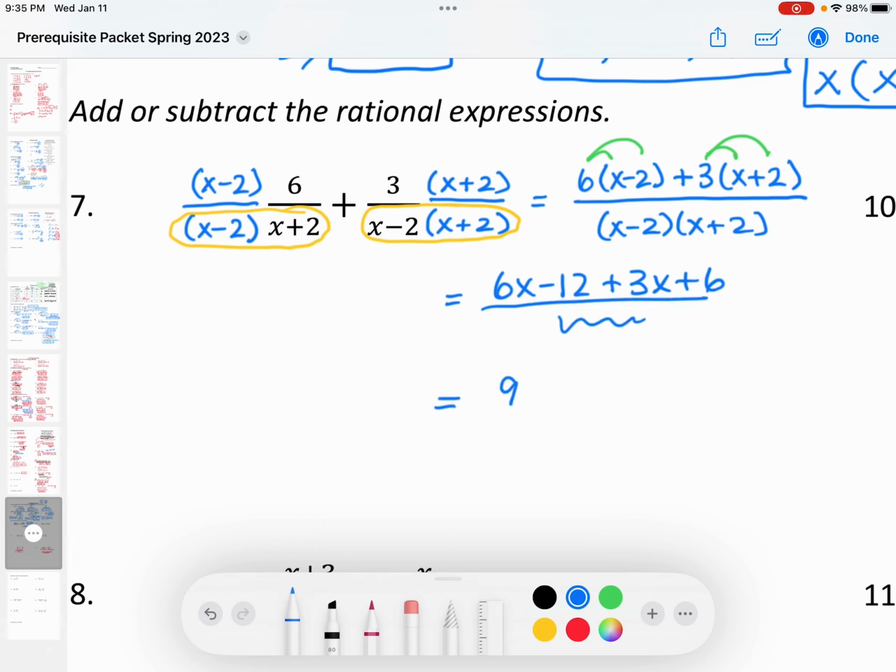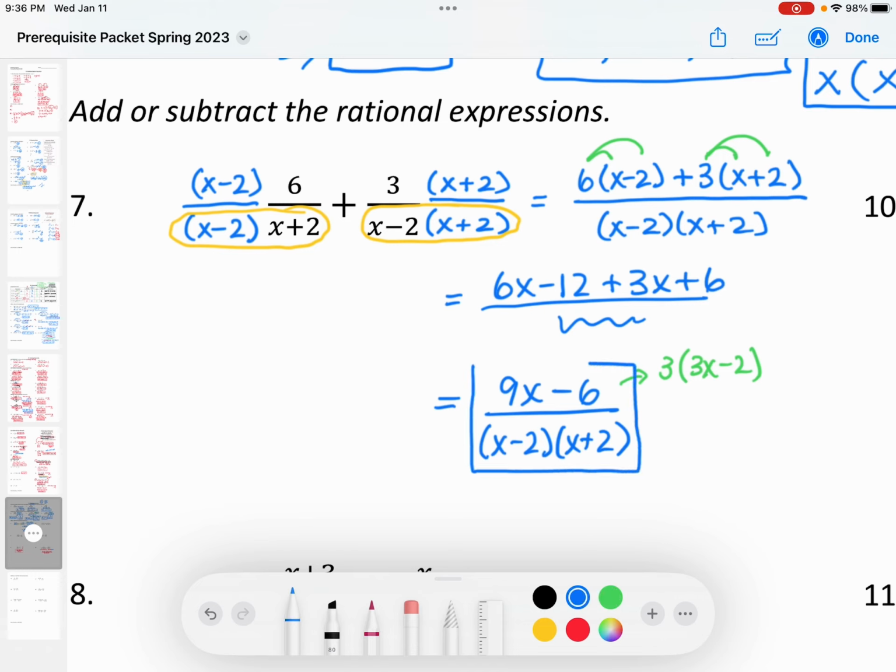I get lazy sometimes and don't write the entire denominator until I'm ready for the final answer. You could FOIL out this bottom part. X minus 2 and x plus 2 would FOIL to x squared minus 4. I always like to check to see if I can factor the top a little bit. It doesn't look like anything would cancel top and bottom, so this could just be a final answer. Again, I could leave the top factored, I could FOIL out the bottom, either way is fine.